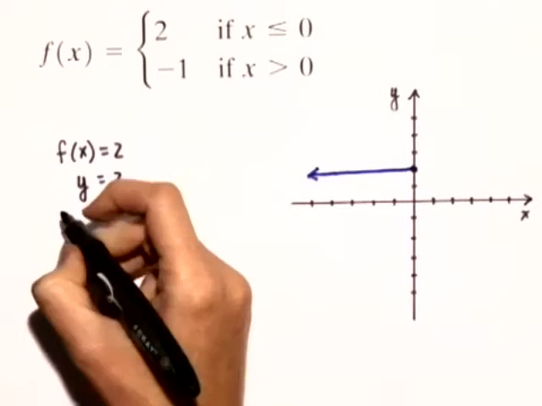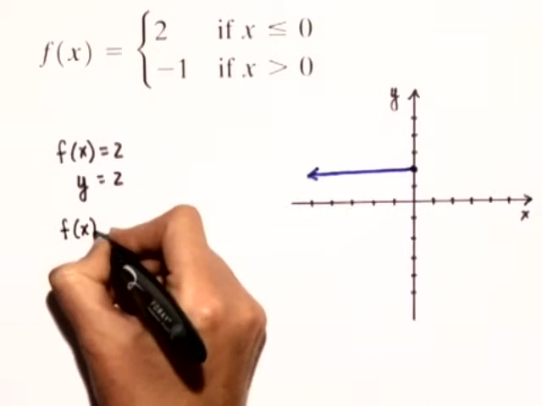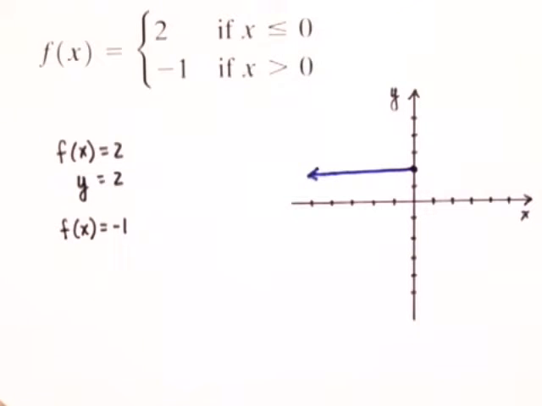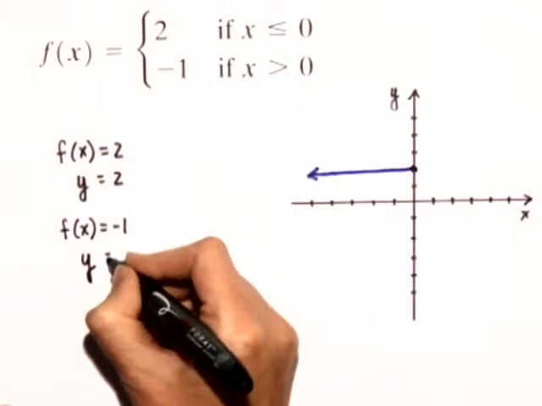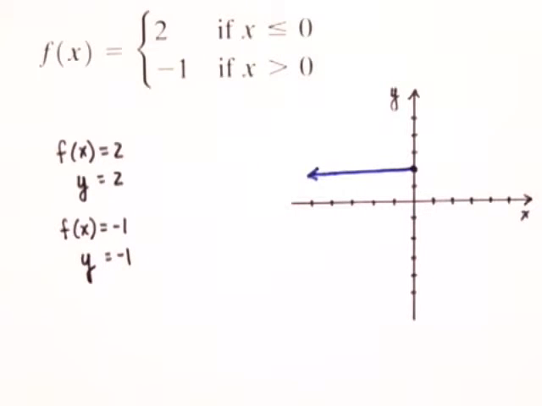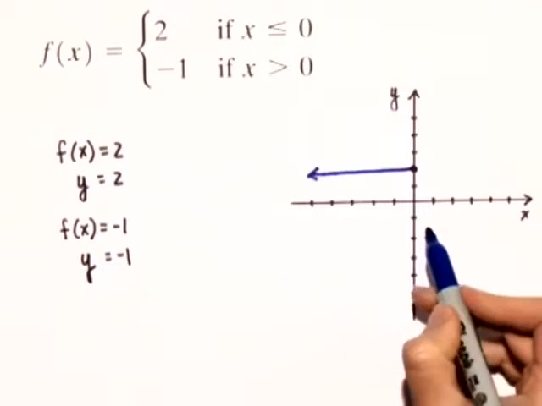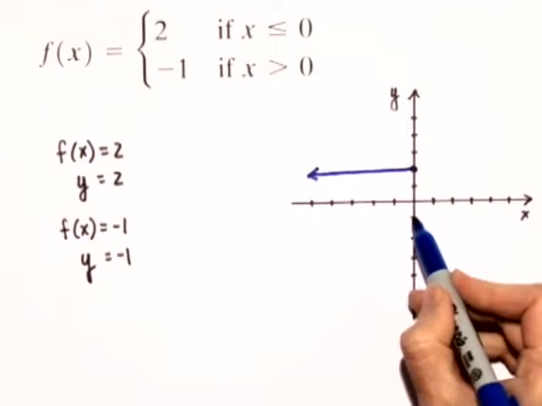Now let's look at the second part. We have f of x equal -1 whenever x is greater than 0. So f of x is equal to -1 really means that y is equal to -1. So another horizontal line, in this case passing through the y-axis at -1, but we have to be careful here.